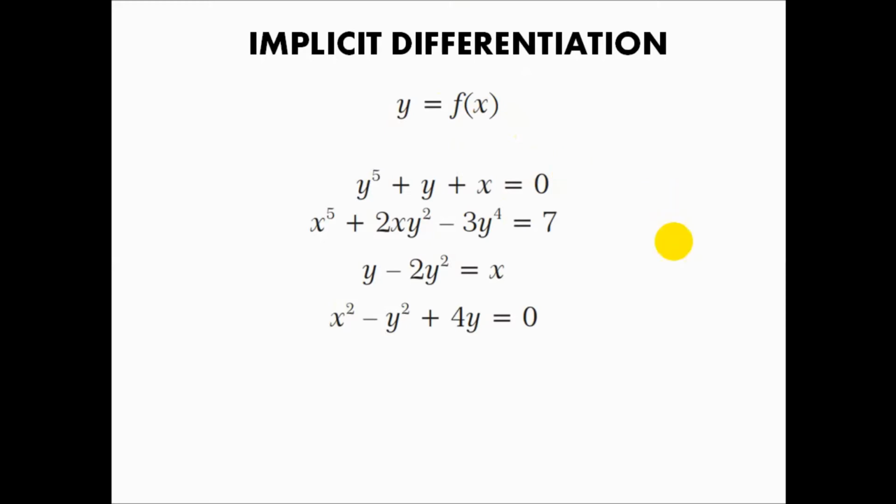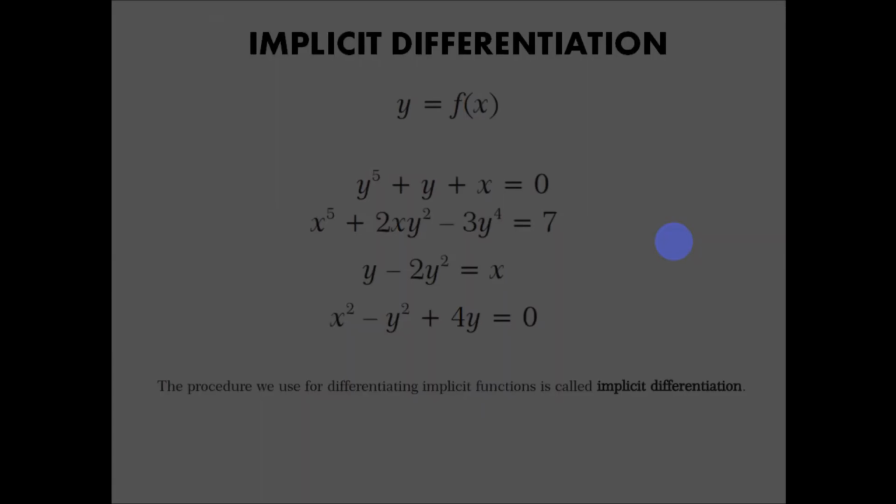So how can we differentiate an implicit function, because it contains another variable, not only one? We can recall the chain rule for differentiation. The procedure we use for differentiating an implicit function is called implicit differentiation. So in this chapter we will learn about implicit differentiation. I hope you understand the explanation.